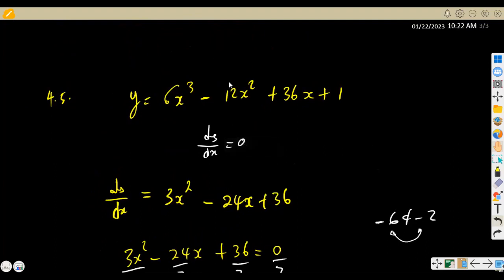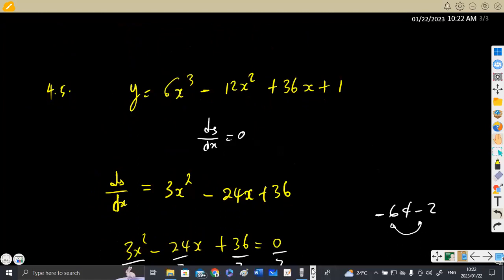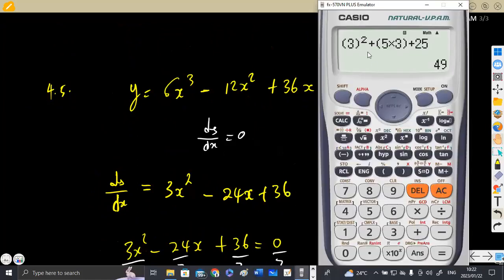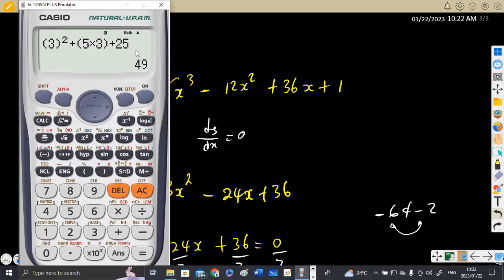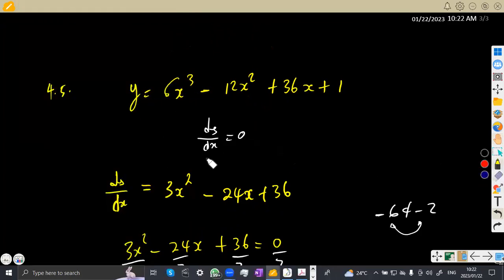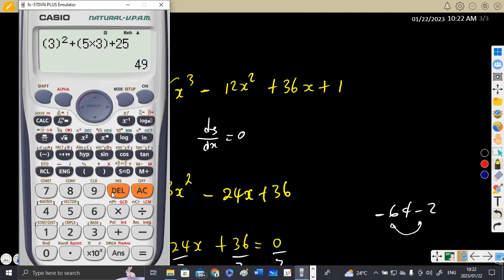So let me just share back the screen so that we can have our calculator here. So this is what we have. Remember, the first part is when x is equal to 6. So when x is equal to 6 here, we are going to have 6 to the exponent of 3 minus 12 times 6 to the exponent of 2 plus 36 into 6, plus 1 like that.